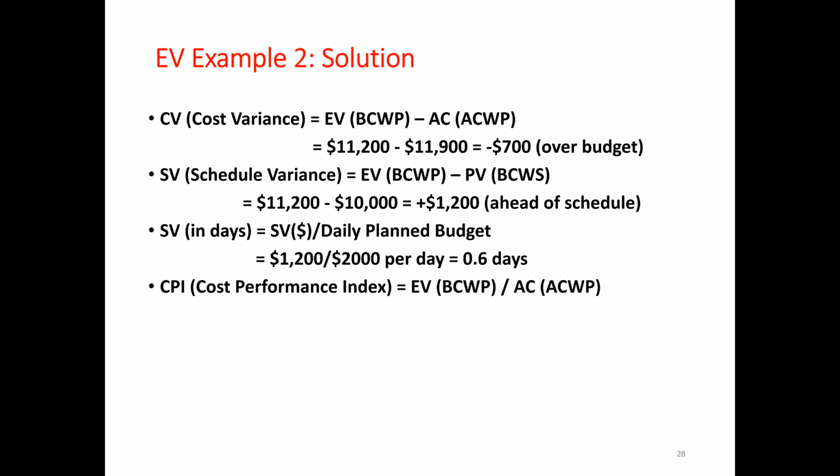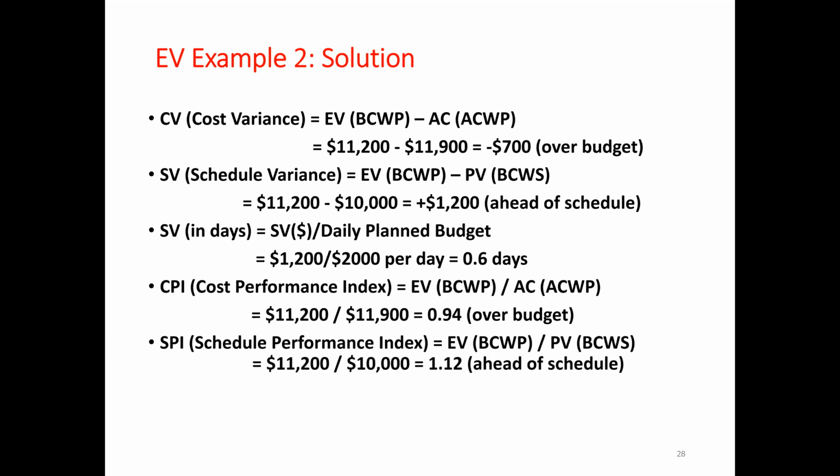Then cost performance index is EV over AC, or budgeted cost of work performed divided by actual cost of work performed. So EV is 11,200 divided by actual cost 11,900. This value is less than 1, it is 0.94. So this indicates that we are over budget. We are spending more and getting less.